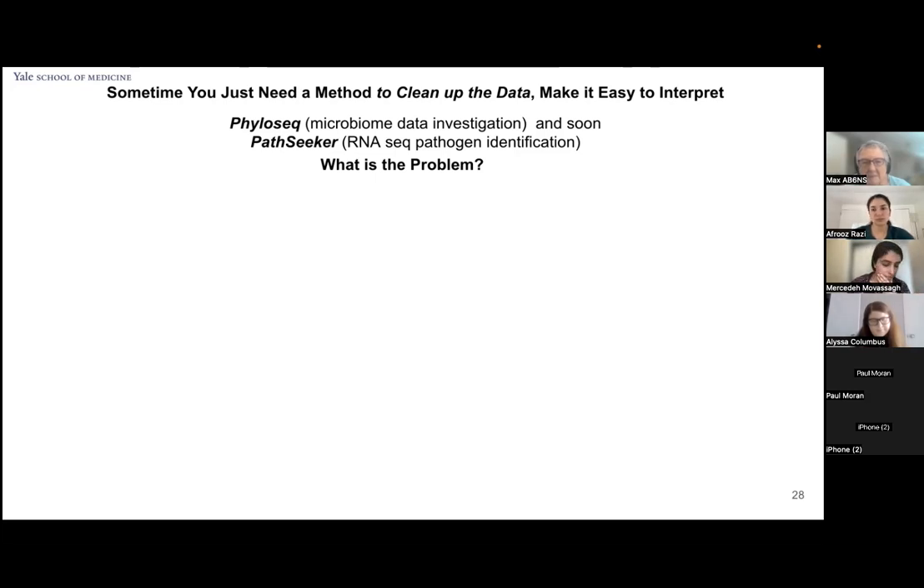And you might be asking, so why do I even need to do this? A lot of us just work with RNA-seq, mRNA transcripts, or single cell data, and you need to do a lot of processing afterwards to be able to present it. But when you're dealing with pathogen identification and microbiome data, the story is a little bit different.